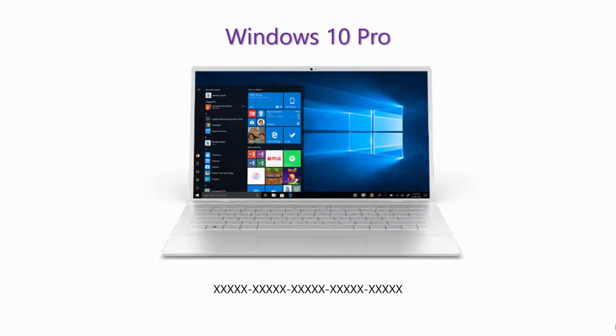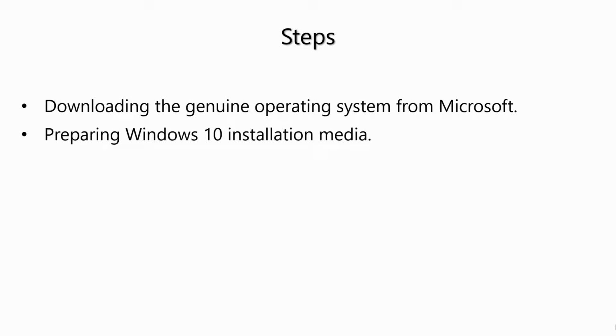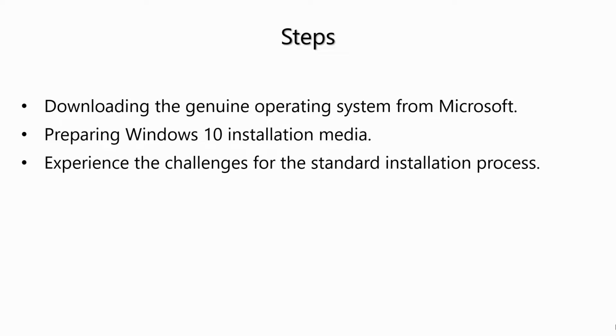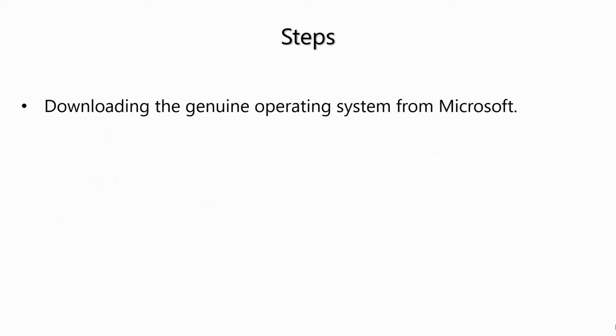So, to force install Windows 10 Pro on a Windows 10 Home or Single Language computer, we'll go through 4 different stages: downloading the genuine operating system from Microsoft, preparing Windows 10 installation media, experiencing the challenges of the standard installation process, applying the fix and force installing Windows 10 Pro on a Windows 10 Home Single Language computer, and checking the activation status. Well, let us start with downloading the genuine operating system from Microsoft.